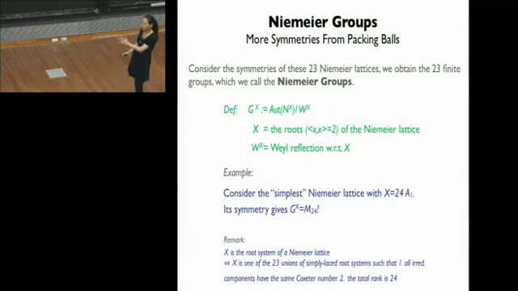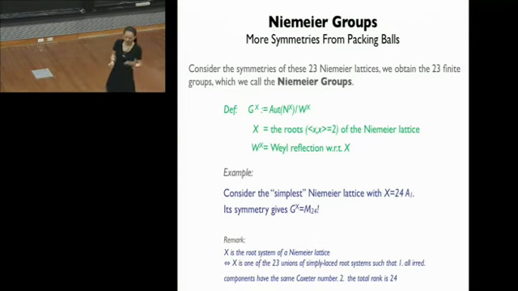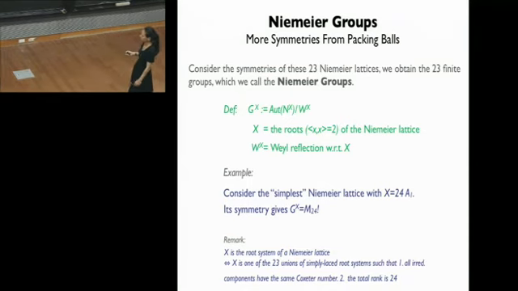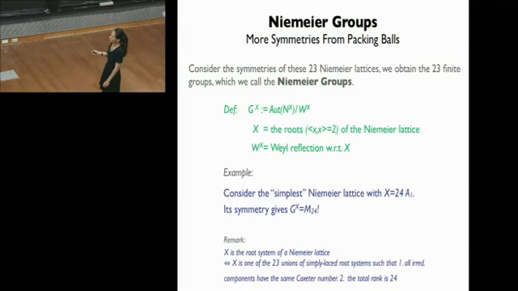Okay, so in this way we can construct, for each X, when we have 23 such X's, a finite group that we call the Niemeier group. For instance, let's take the simplest Niemeier lattice, in the sense that its roots are given by nothing but 24 copies of A1, the simplest root system you can write down. And its symmetry defined in this way, the corresponding Niemeier group, is nothing but the largest sporadic group M24.